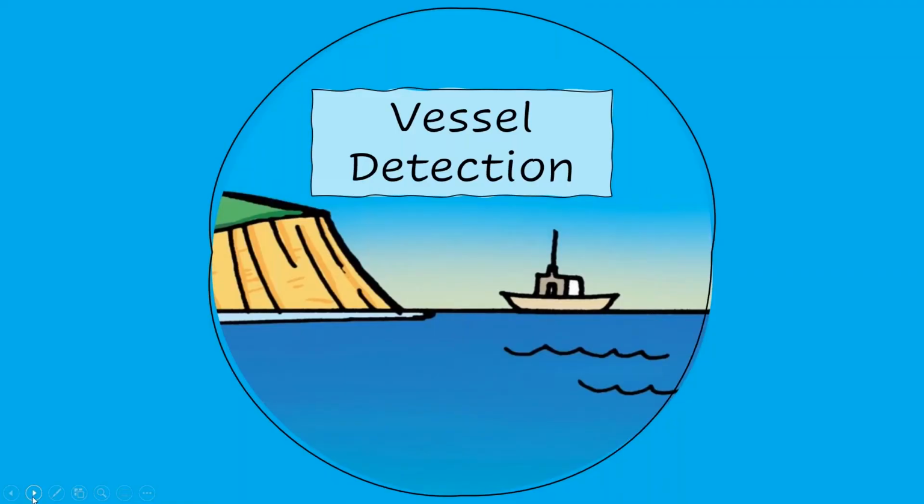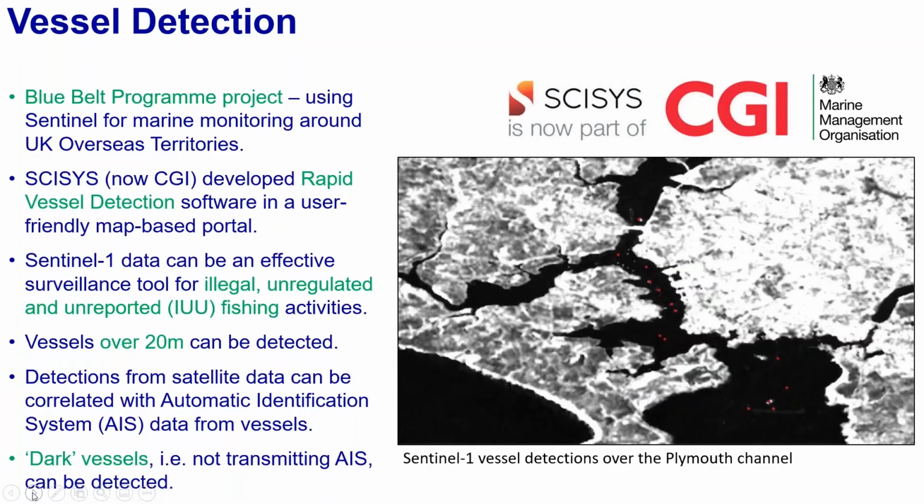You can also, another good marine example, use Sentinel-1 data for vessel detection at sea. And this is particularly important because it helps to survey for illegal, unregulated and unreported fishing activities. So there was a Blue Belt program project carried out in recent years looking into using Sentinel for marine monitoring around the UK overseas territories, in particular looking into surveillance for unregulated fishing activities. There's a company called Sysys who developed rapid vessel detection software and packaged this up into a user-friendly map-based portal. This was in conjunction with the Marine Management Organisation in the UK.